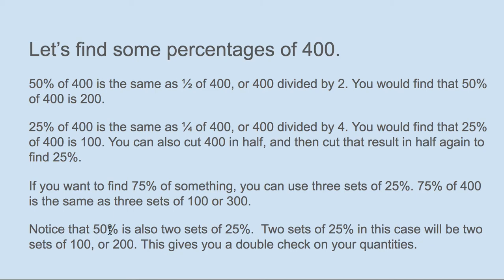Notice that 50% is also 2 sets of 25%. 2 sets of 25% in this case will be 2 sets of 100, which is 200. This gives you a double check on your quantities.